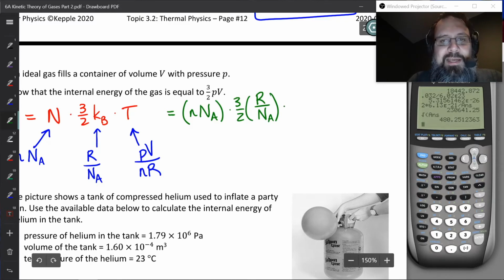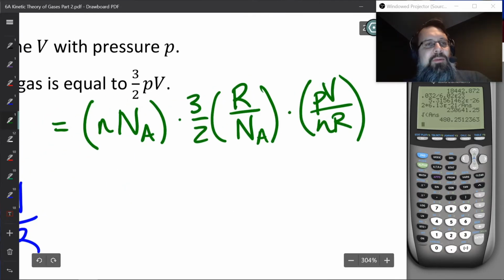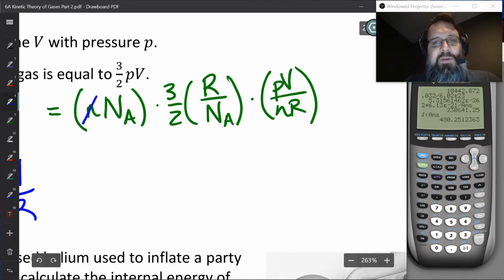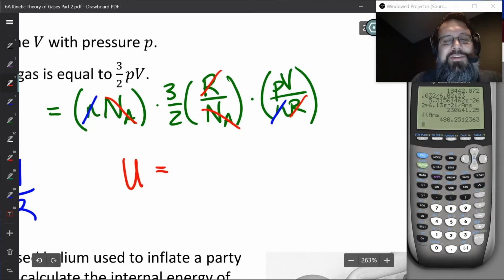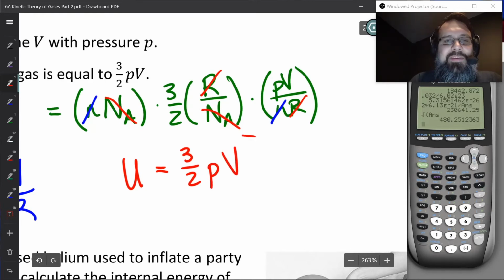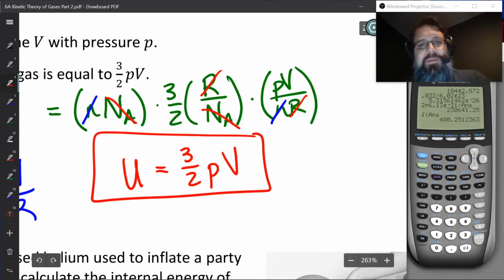And then lastly, times the temperature, which is PV over NR. It's really important to keep track of your big N's and your little n's. Okay, let's do this. So you can see that this number of moles cancels with that number of moles. Avogadro's number here cancels with Avogadro's number there. R cancels with R, and then sure enough, there it is. The internal energy is 3/2 of what's left over, PV. So that's a very interesting result, can be useful in certain situations.